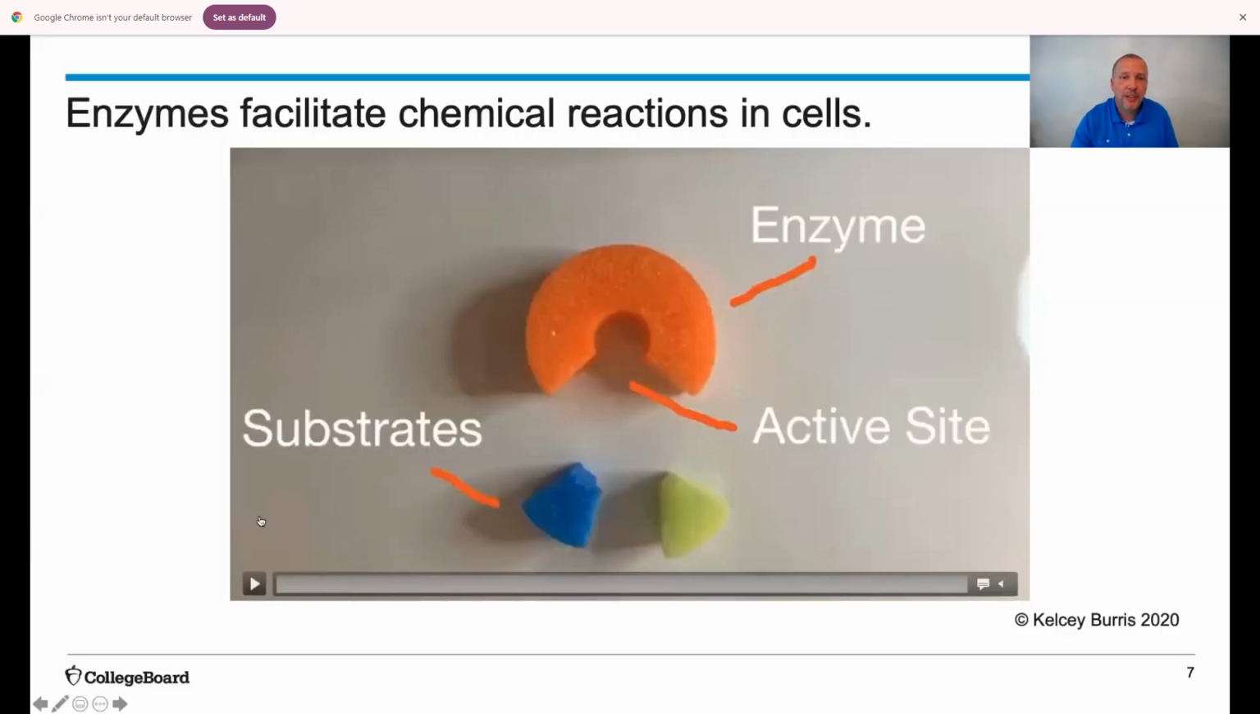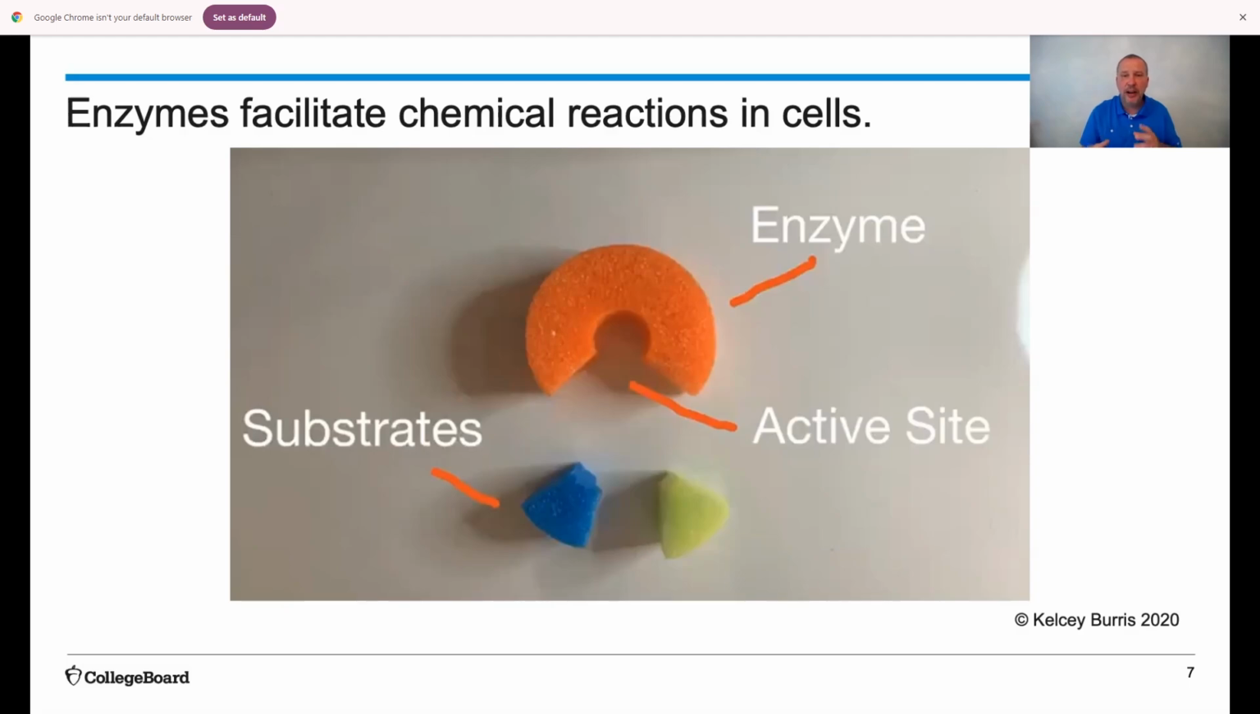For this example, this is a stop motion video using pool noodles to model an enzyme substrate interaction. The first video is of a synthesis reaction where the enzyme lowers an activation energy, and the second one is of a digestion reaction.